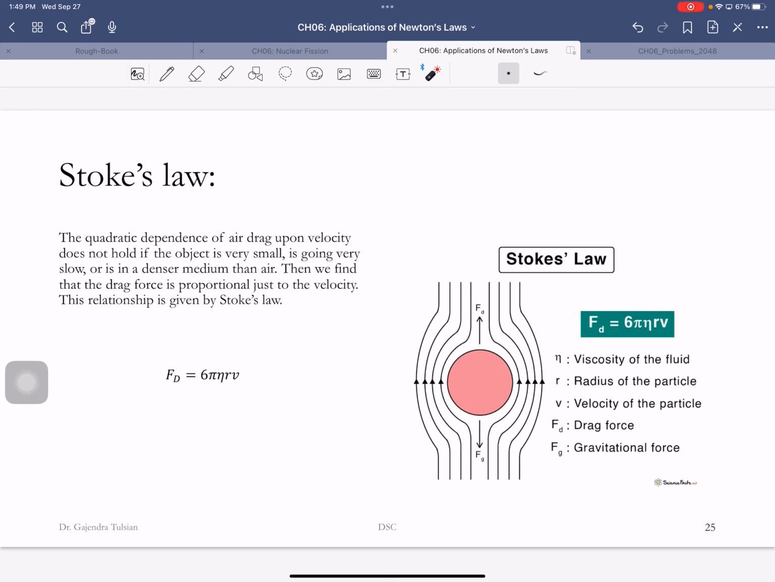This eta, that's the viscosity of the fluid. The viscosity tells you the friction that the liquid, the friction force you feel when you're moving in the liquid. So for instance, eta will be larger for honey than for water. So it's the viscosity of the fluid, and this is the drag force.